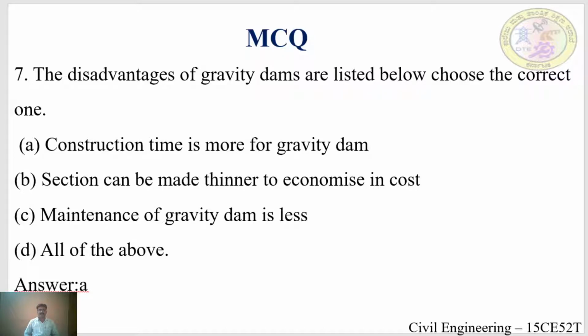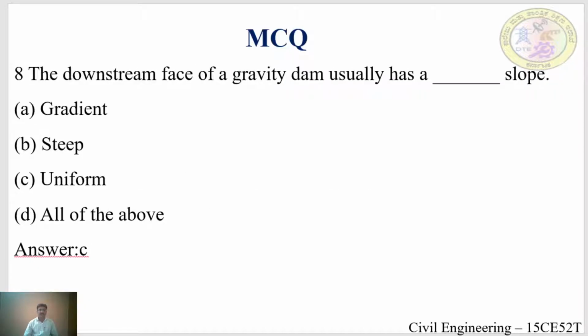The disadvantages of the gravity dam are listed below. Choose the correct one. A: construction time is more for gravity dam. B: section can be made thinner to economize the cost. C: maintenance of gravity dam is less. D: all of the above. Correct answer is A, construction time is more for gravity dam. The downstream face of the gravity dam usually has a dash slope. Given are A gradient slope, B steep slope, C uniform slope, and D all of the above.